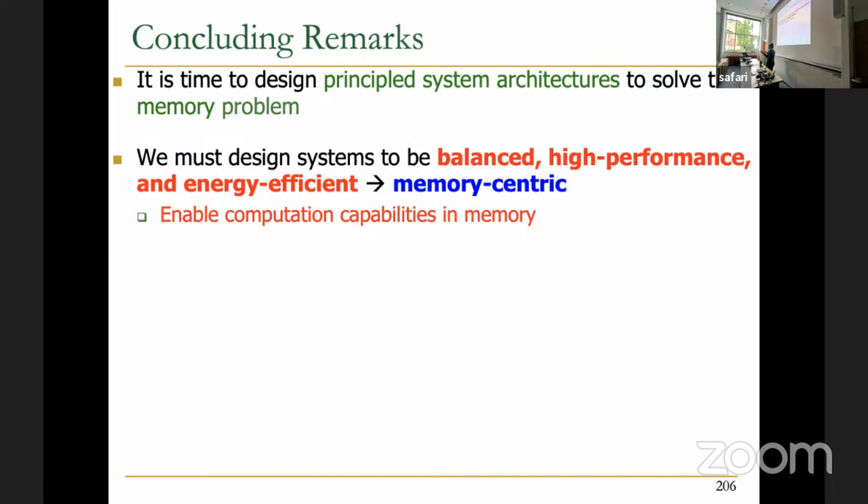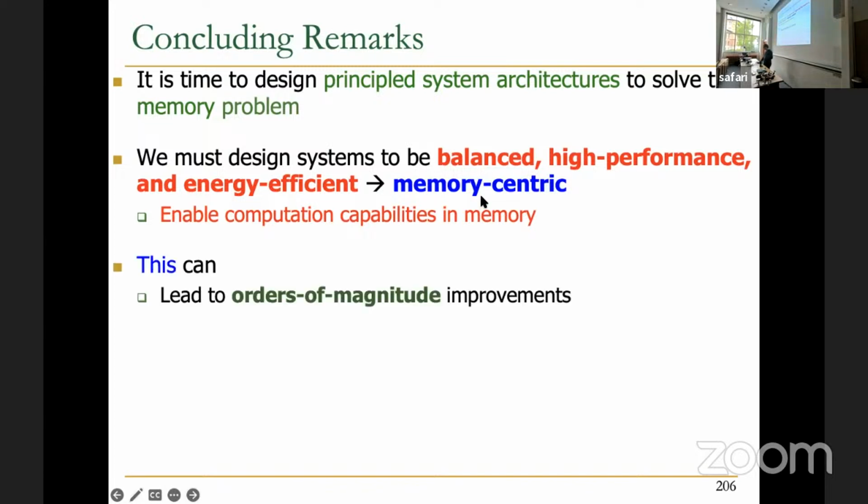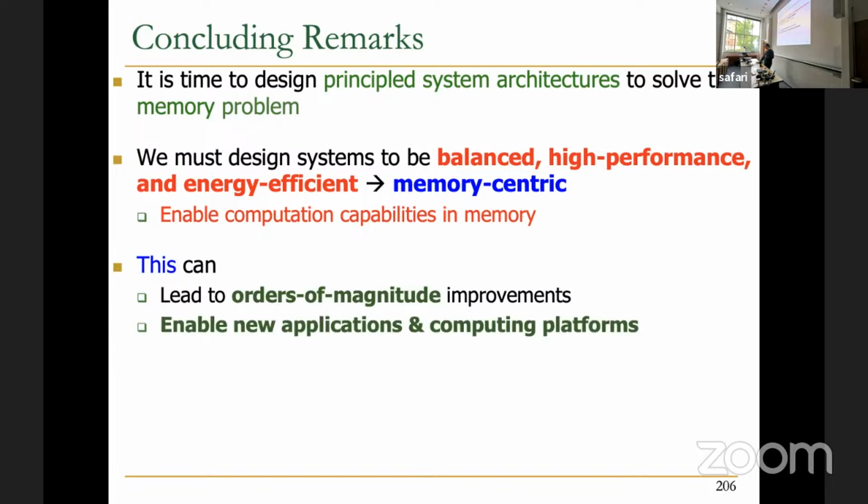Basically, it's kind of a shame that we preach and then we do exactly the opposite of what we preach. Our designs are completely imbalanced today. And hopefully you've seen a lot of evidence in this lecture. As a result, they're not high performance. As a result, they're not energy efficient. And if you want to make them more balanced, high performance, energy efficient, we need to be more memory centric. And hopefully I've shown you that this can enable lots of improvements in many metrics. I believe it can enable new applications and computing platforms. And I also believe it can actually enable a better understanding of nature, which we really don't have a good grasp of.